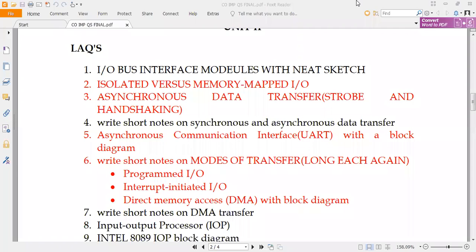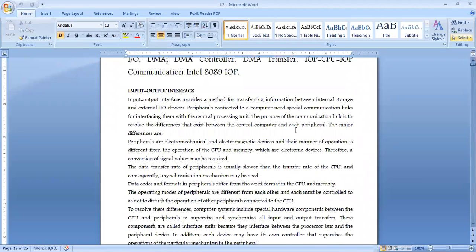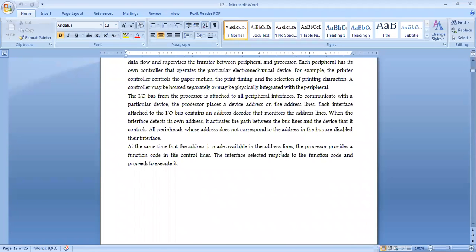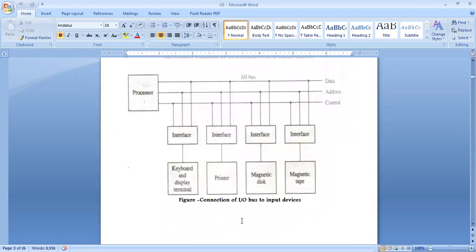Here I'll show you just a basic bus diagram configuration. So here we have the connection of IO bus to the input devices. Basic input output organization, processor, and what is the need of using an interface unit. It will be a 2 marks question: what is the need of using an interface?